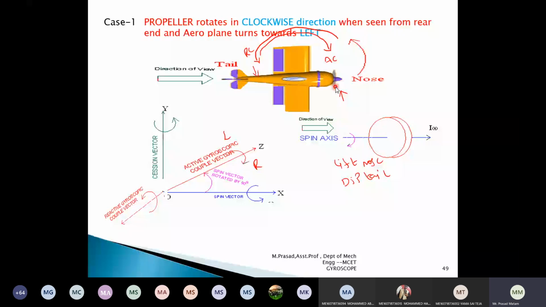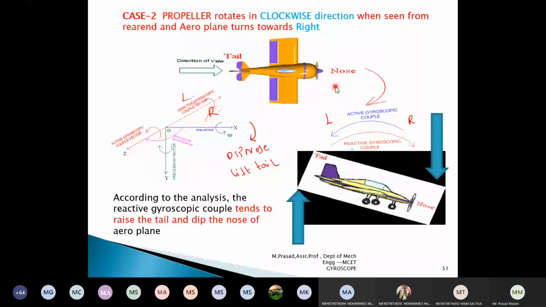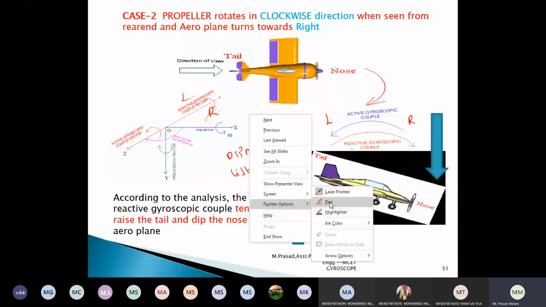Case 1. Similarly, case 2. Clockwise motion, moving forward, taking right turn. Pressure vector is in the negative y-axis, active couple is in the negative z-axis, and reactive couple is in the positive z-axis. See how the reactive couple is moving. Reactive couple moves from left side to the right side. If you see here in this diagram, reactive couple is moving from left side to the right side.